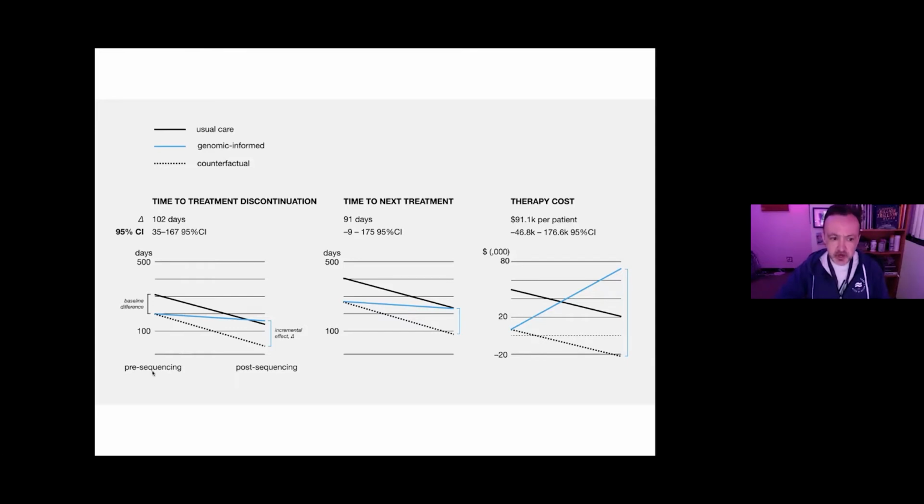The plots are square. Pre-sequencing, post-sequencing is only shown once. The interpretation of the quantities is only shown once. And then we can see the plot. So, the blue goes down, goes up. You can more quickly see the differences across the plots.